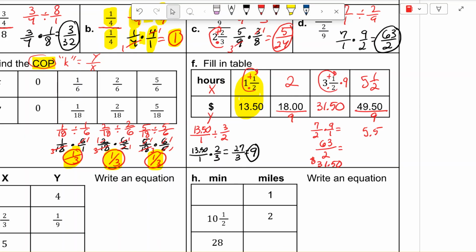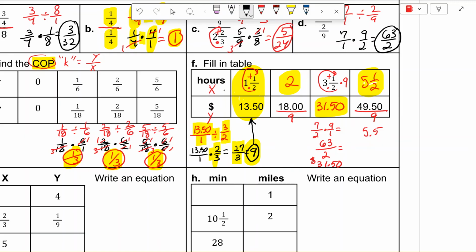All right, here you can see the tables are filled in now. This one was $2, $31.50, and $5.50. So you can see my work here. If you have a missing x, you had to divide by the COP, which was 9. I did all the work right here with these two. 1350 over 1 divided by 3 over 2. Changed it to multiplication, and then reciprocated 3 over 2 to 2/3. Multiplied to get 27 over 3 to get 9 as my COP. That's how I got it, using those two right there.